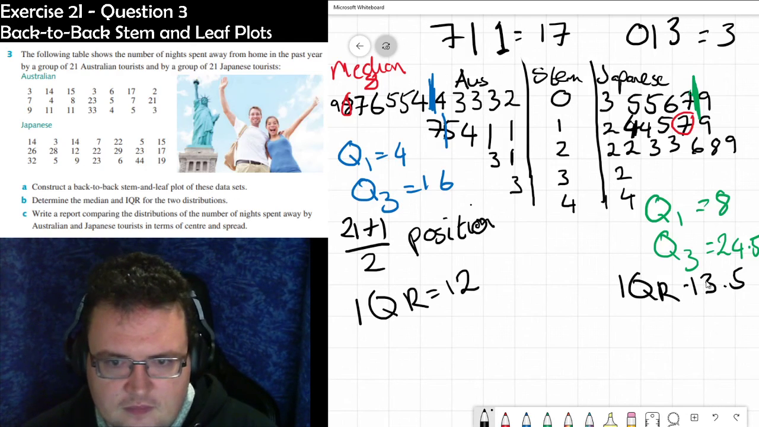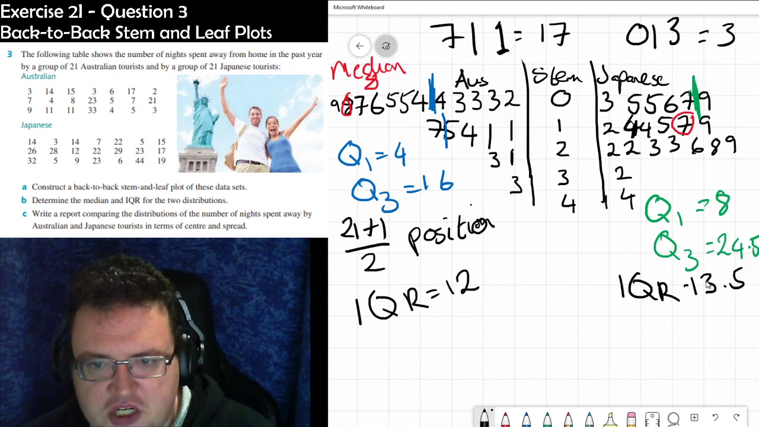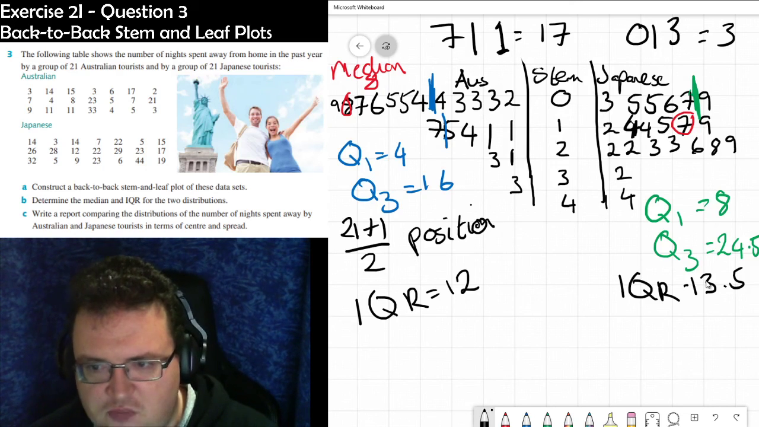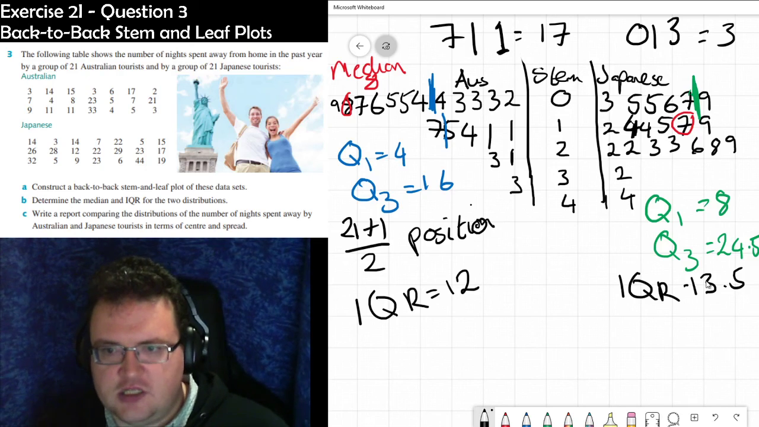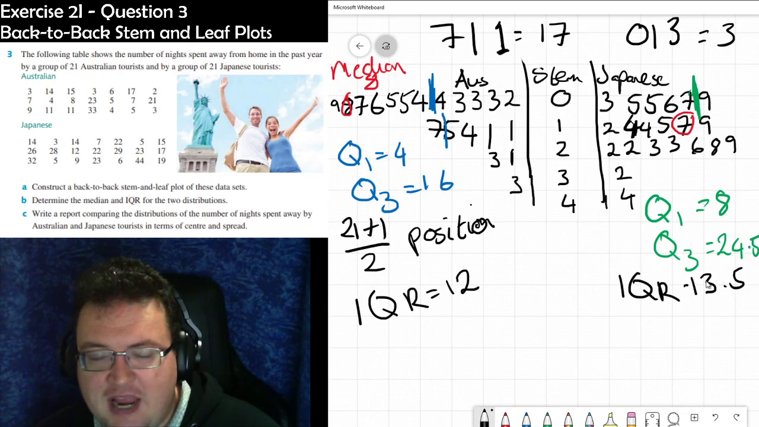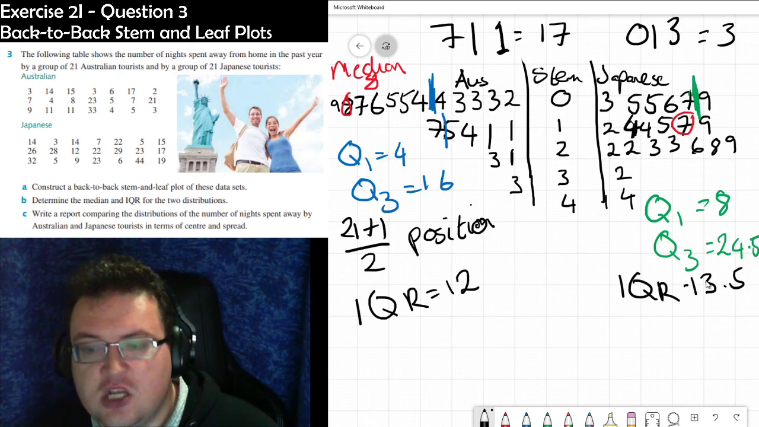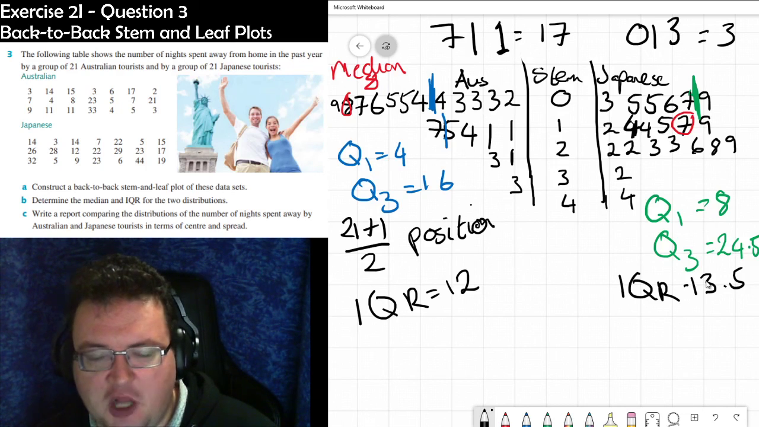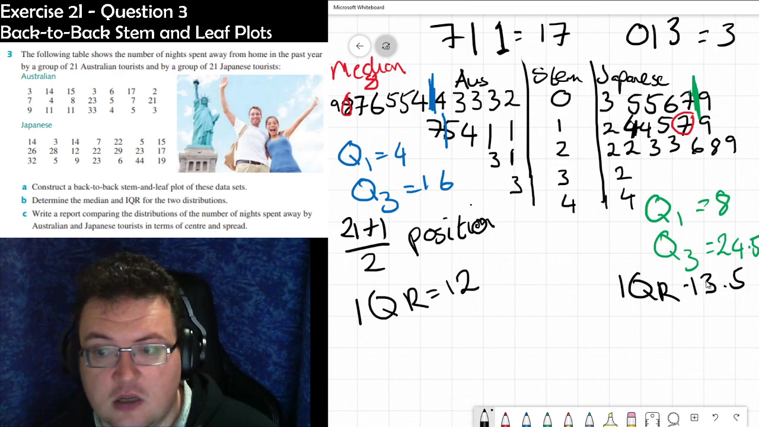So, write a report comparing the distributions of the number of nights spent away from home by Australian and Japanese tourists in terms of centre and spread. So, first things first. The median for the Australians was only 8, but the median for the Japanese was 17. So the centre on the Japanese was much higher. And what it also tells us is that the Australian data is much more compact together because the IQR is much smaller, whereas the Japanese is much more spread out.